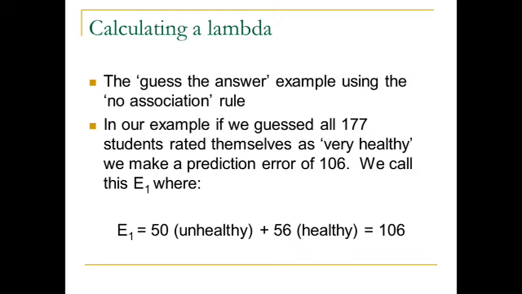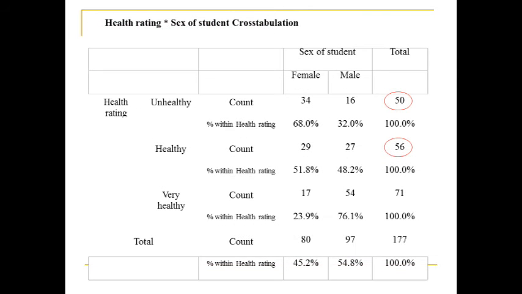So if, in our example, we guessed all 177 students rated themselves as very healthy because that was the most popular answer given, then we would make a prediction that we would get 106 errors out of that sample. That 106 errors of people who rated themselves anything but very healthy, we call E1. So E1 is made up of the 50 people who rated themselves as unhealthy, the 56 people who rated themselves as healthy, because we've already picked the people who rated themselves as very healthy correctly. So what did we get wrong? That total is our E1.